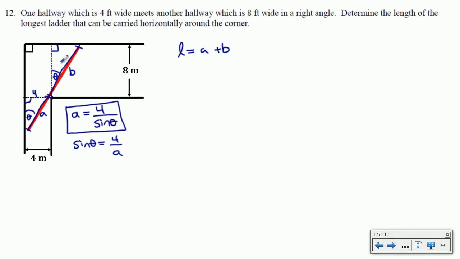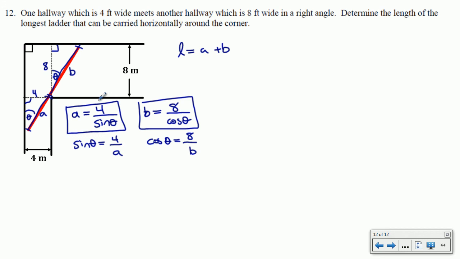And then length B, we have the adjacent, 8, and we need the hypotenuse. So adjacent and hypotenuse, we're going to need cosine. So that's going to be adjacent 8 over B. So that means that B is going to be given by 8 over cos theta. And that's the full thing.